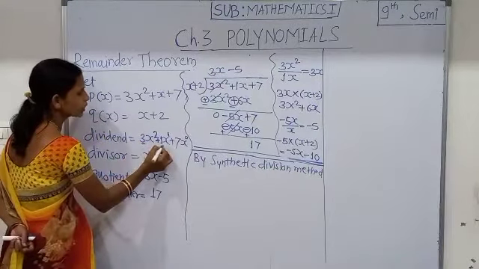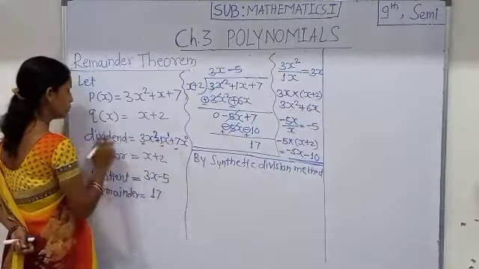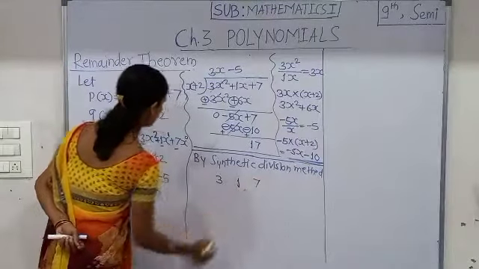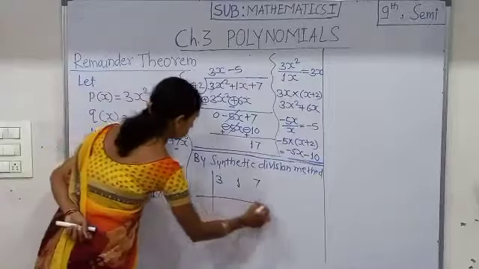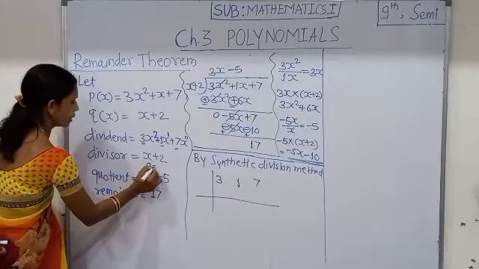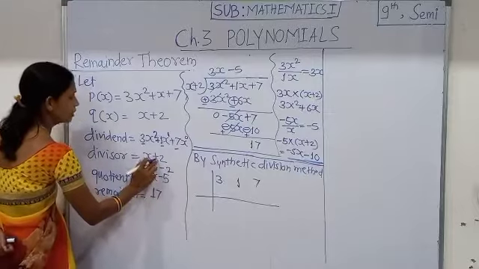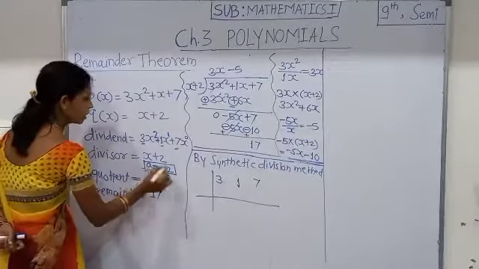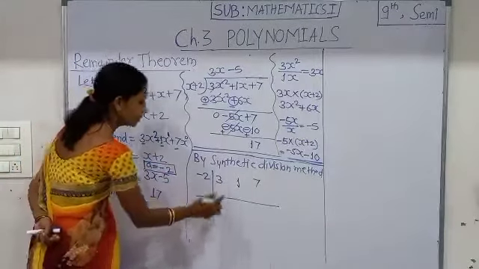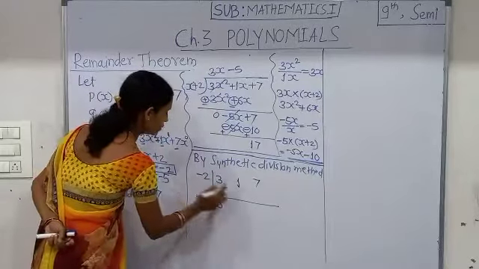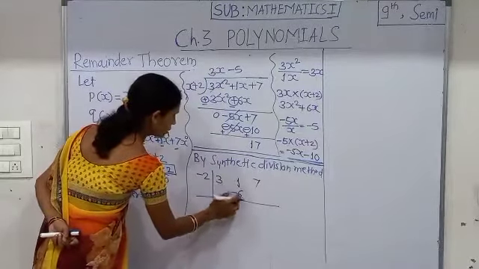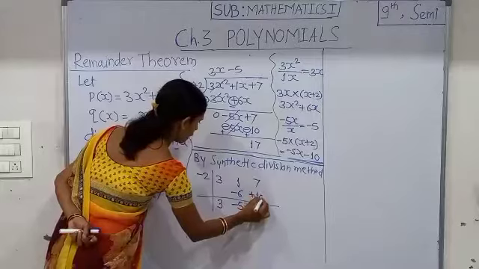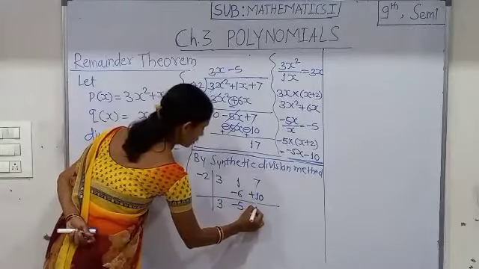Therefore we get the coefficient form of that polynomial or dividend, that is 3, 1 and 7. And here the value of a is equal to minus 2, the opposite number of plus 2. Therefore that minus 2 is written here, and we get 3 into minus 2, that is minus 6. 1 minus 6, that is minus 5. Minus 5 into minus 2, that is plus 10. Therefore 7 plus 10, that is 17.